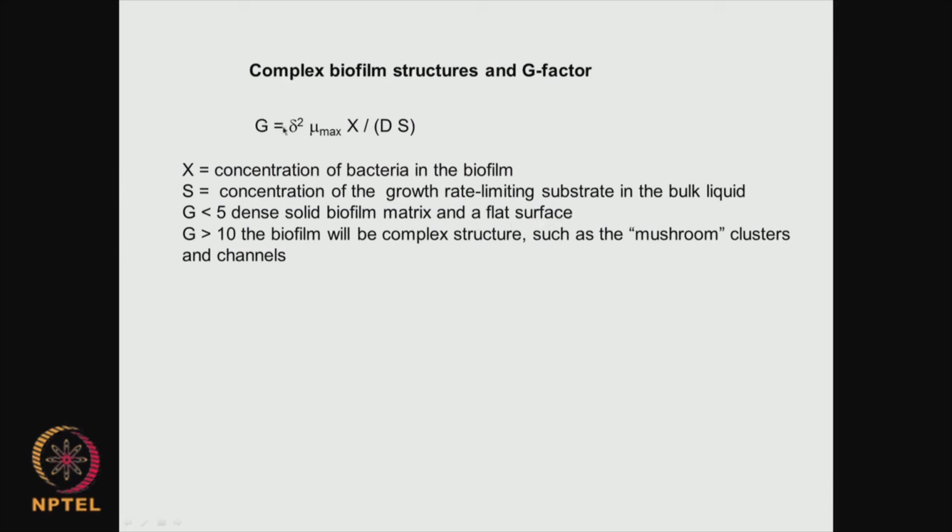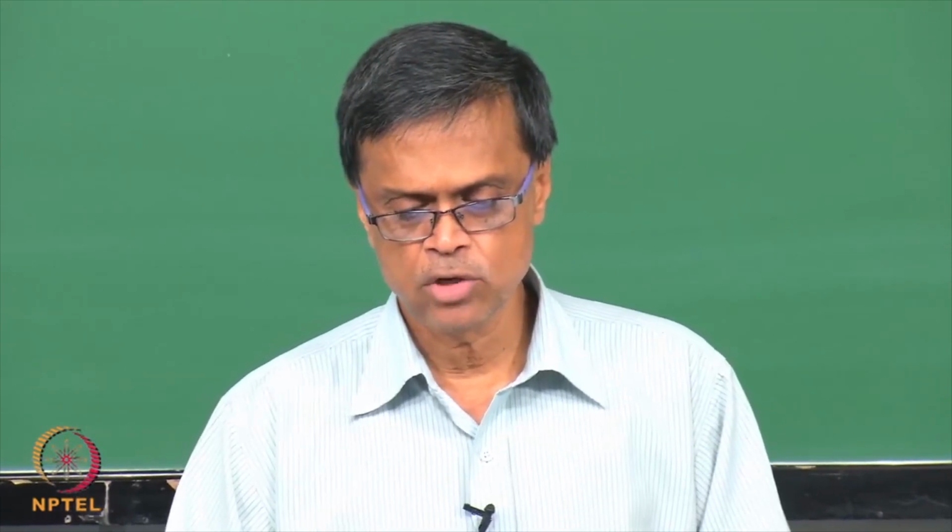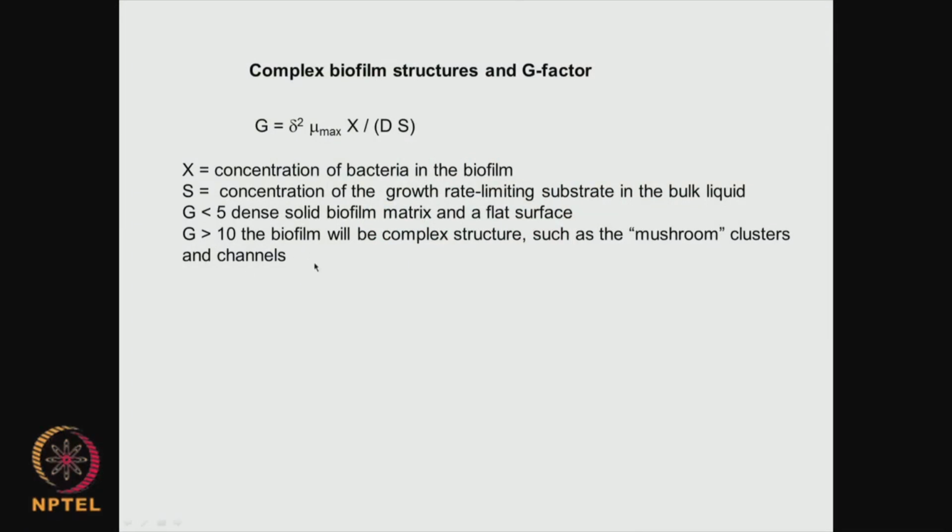Now, if the G is large, that means reaction is much larger than the diffusion. So, reaction is limited by the diffusion of the substrate from the bulk onto the surface of the biofilm. When G is large, the biofilm will have complex structures such as mushroom clusters and channels. The growth is very fast, so the substrate is not enough for the bacteria to grow. So, diffusion is the limiting factor, and you are going to end up with very complex biofilm structures with mushrooms, clusters, channels and so on. Whereas, if the reaction is slow, that means diffusion is much faster, so you are going to have a very thick flat solid biofilm matrix.